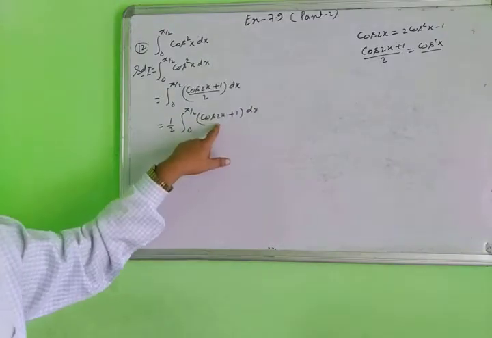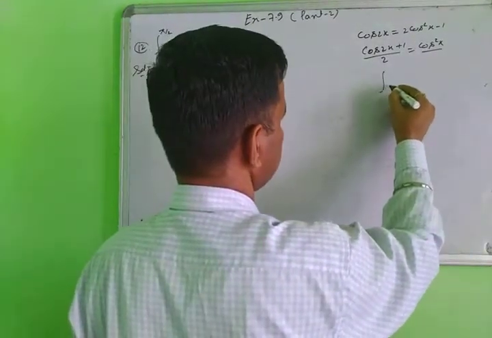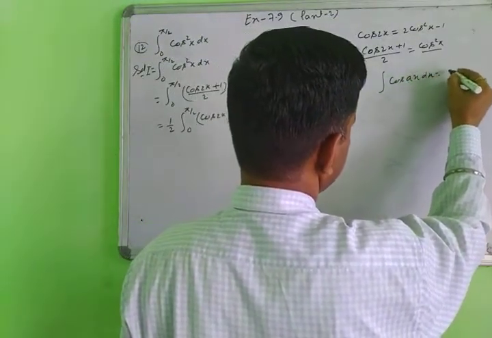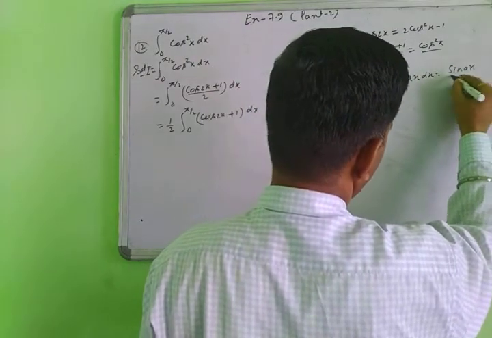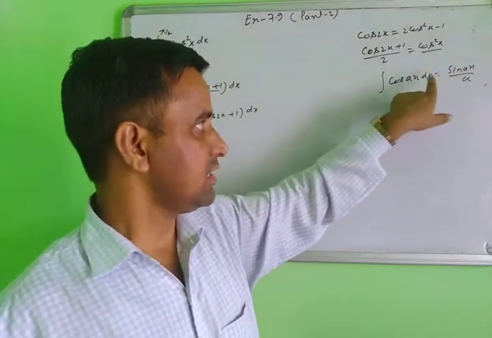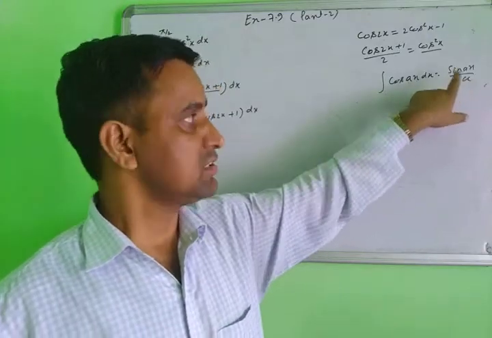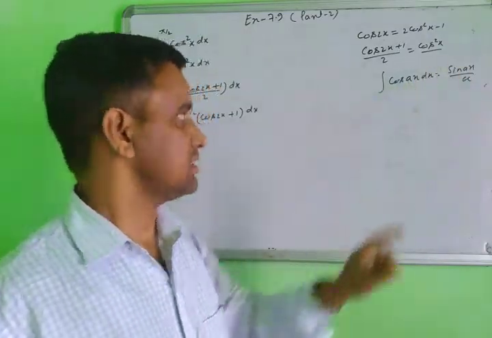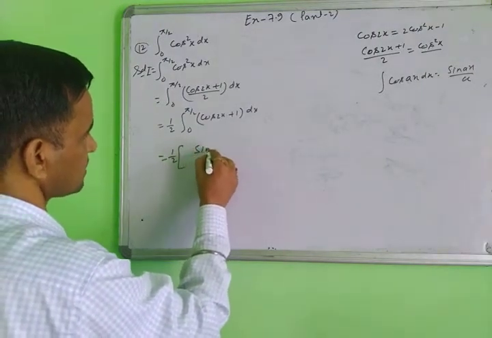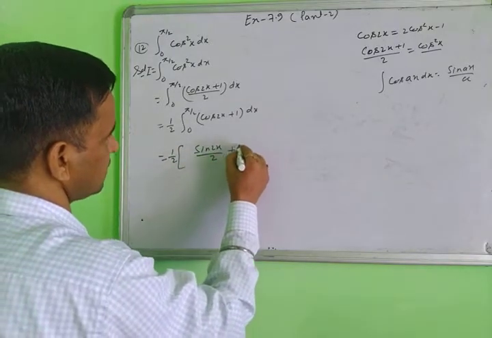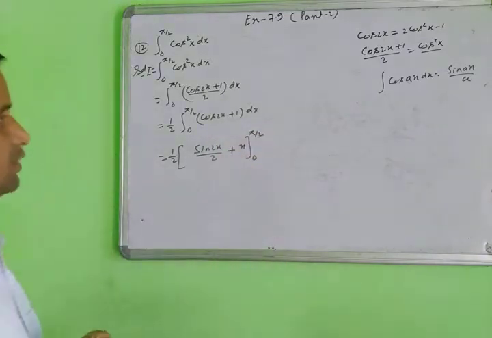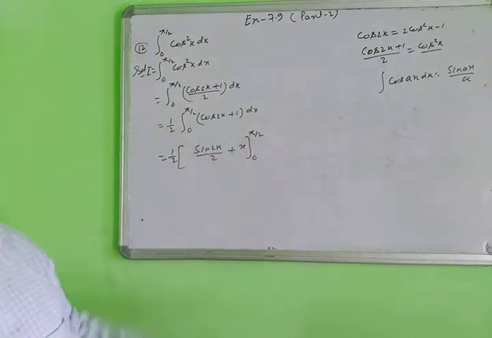Then you integrate, a very simple thing. The integration of cos ax dx is sin ax upon a. Whatever the coefficient of x, you divide by that coefficient: if it is a, divide by a; if it is b, divide by b. Same here: the integral of cos 2x is sin 2x upon 2, and the integral of 1 is x, using the limit 0 to pi by 2.